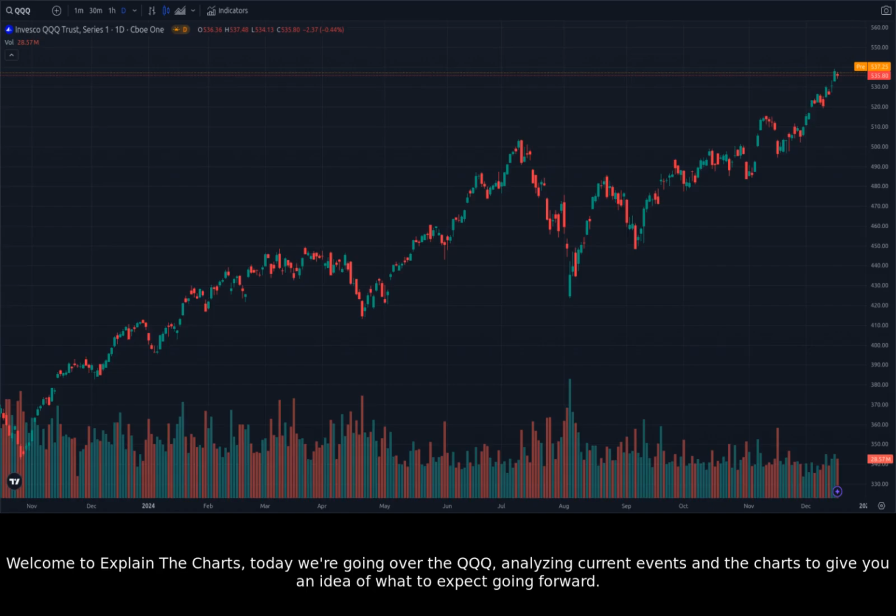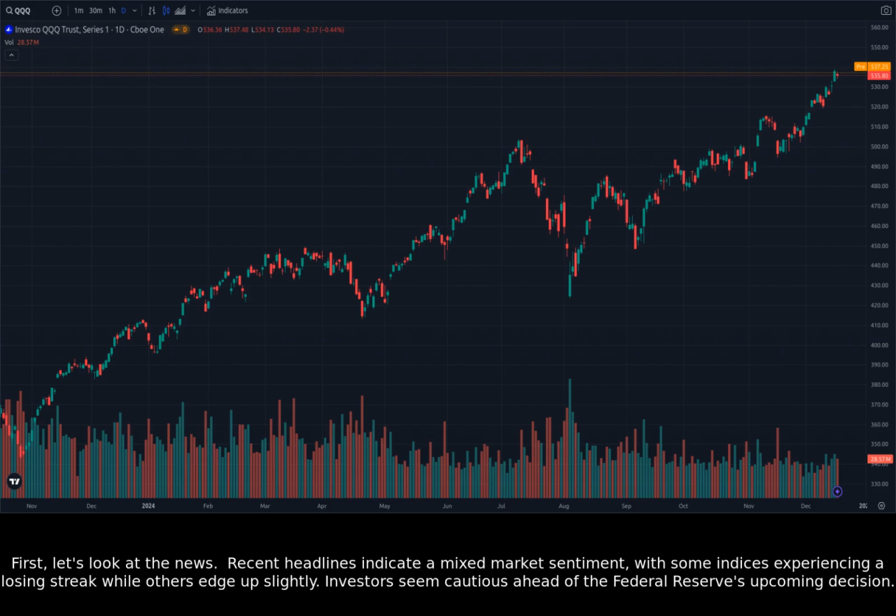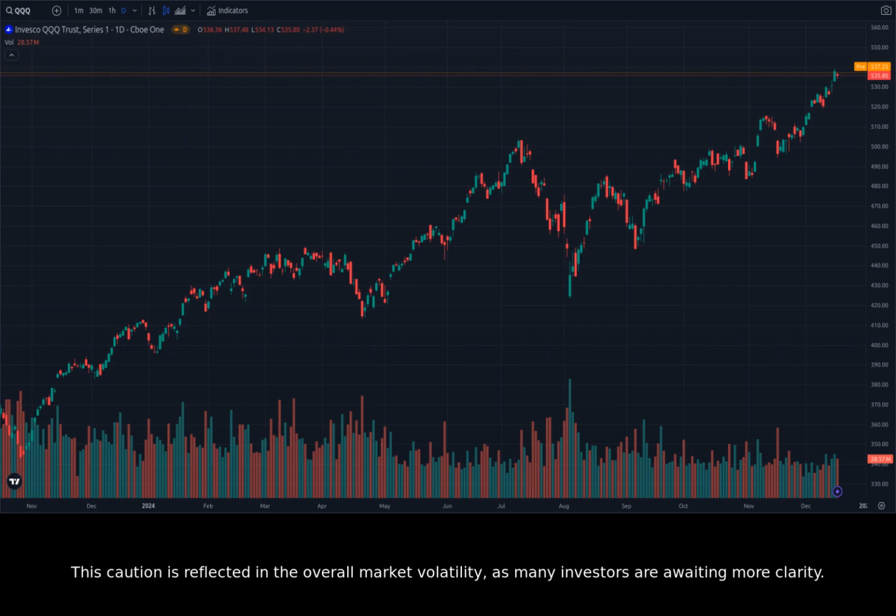Today we're going over the QQQ, analyzing current events and the charts to give you an idea of what to expect going forward. First, let's look at the news. Recent headlines indicate a mixed market sentiment, with some indices experiencing a losing streak while others edge up slightly. Investors seem cautious ahead of the Federal Reserve's upcoming decision. This caution is reflected in the overall market volatility, as many investors are awaiting more clarity.